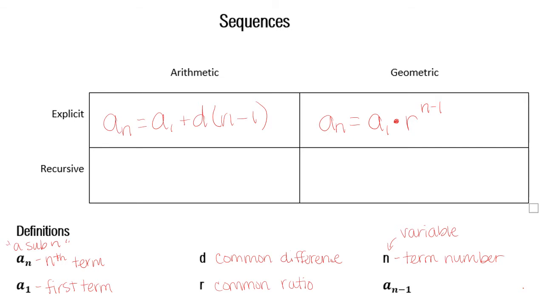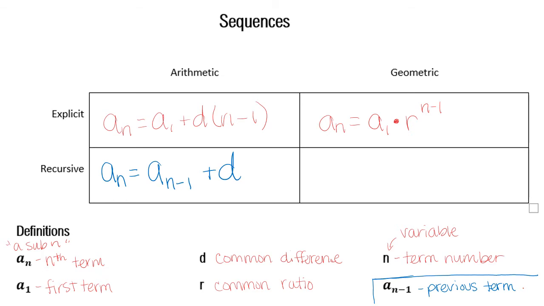So for an arithmetic sequence, the recursive formula is a sub n equals a sub n minus 1 plus d. So a sub n, we remember, is this nth term right here. And then we remember that the common difference is d. So this a sub n minus 1 is the new thing that we have to fill out. It's the only definition we didn't do last week. And that just stands for the previous term. So if I was looking for the 10th term, then the previous term would be the 9th term.